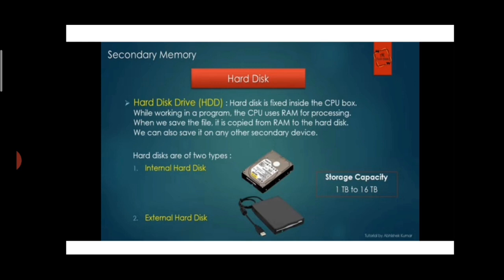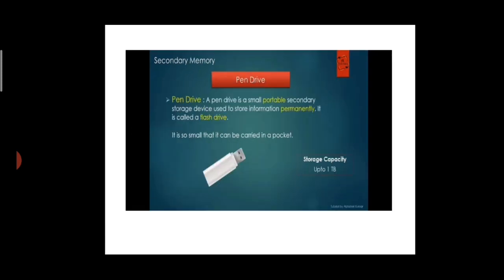Now the storage capacity of hard disk is 1 terabyte to 16 terabyte. Okay, now another one is pen drive. Now what is the use of pen drive?